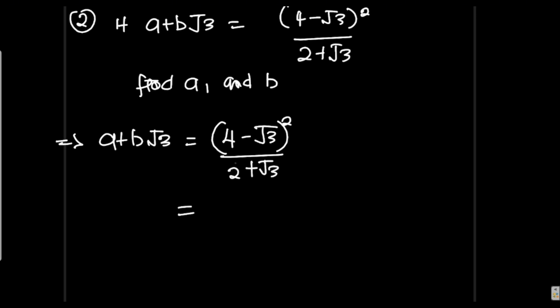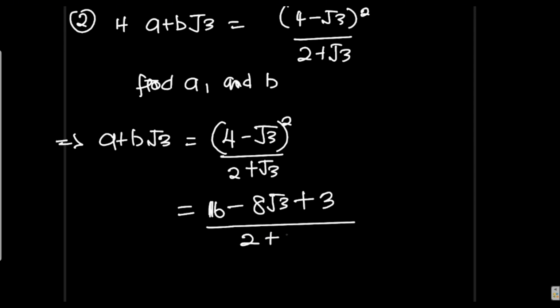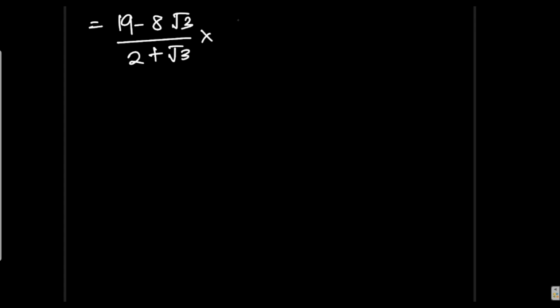So if we expand the numerator, we have 4 squared, that will be 16, minus 2 times 4, that will be minus 8 root 3, the difference of two squares, plus 3, all over 2 plus root 3. Okay, so if we collect like terms in the numerator, 16 plus 3, that will be 19 minus 8 root 3 all over 2 plus root 3. So we can't leave this like this, we have to rationalize the denominator.